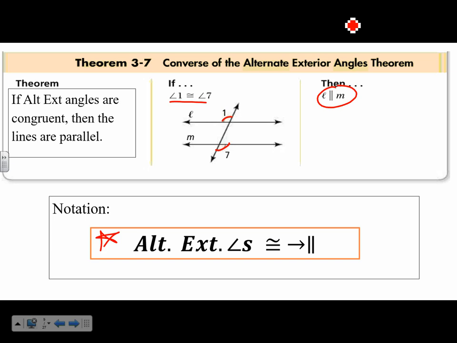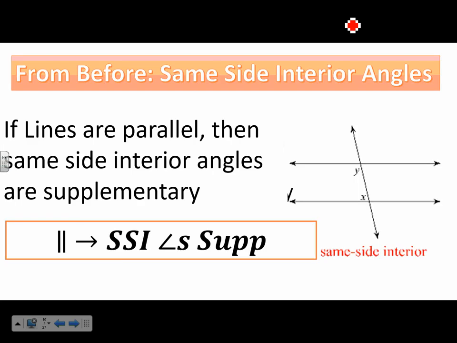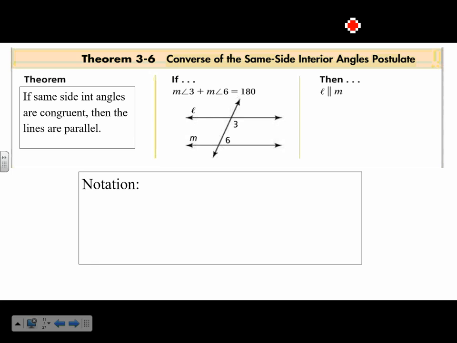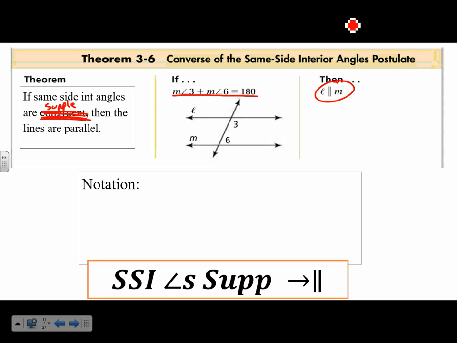Now the last one's a little bit different because remember, if the lines are parallel, then same side interior angles are supplementary, not congruent. That's the only one out of the 4 that are not congruent. They're supplementary. I abbreviated that to SSI, same side interior. And again, the converse: if same side interior angles are, this should not say congruent, this should say supplementary. Sorry, I copy and pasted. Then the lines are parallel. So now they add up to be 180 degrees. That means they're supplementary, so the lines are parallel. And again, the converse of that in symbolic notation.